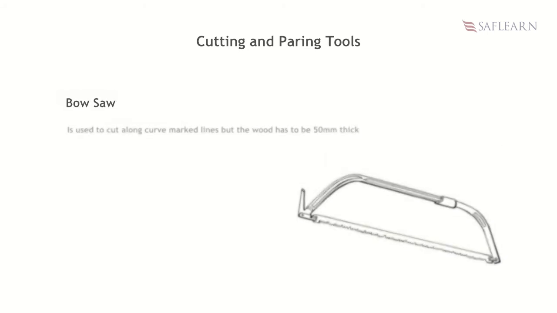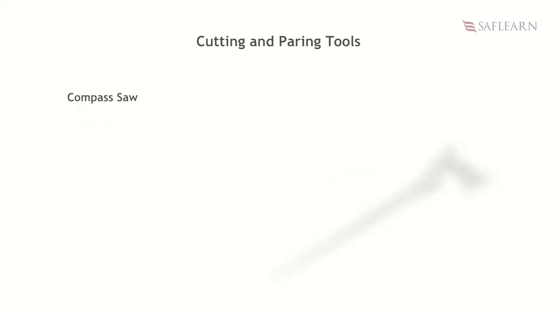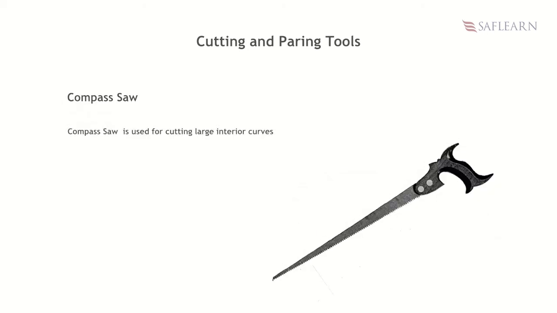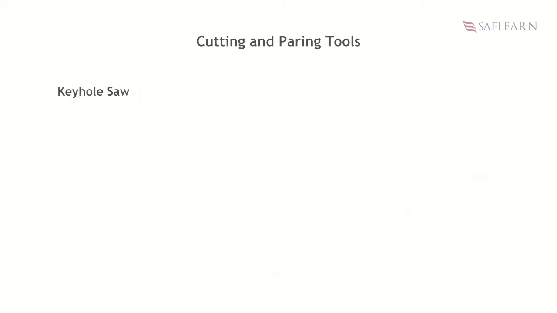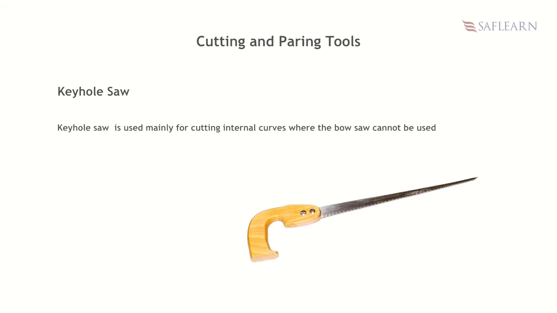Bow saw is used to cut along curved marked lines, but the wood has to be 50 mm thick. Compass saw is used for cutting large interior curves. Keyhole saw is used mainly for cutting internal curves where the bow saw cannot be used.